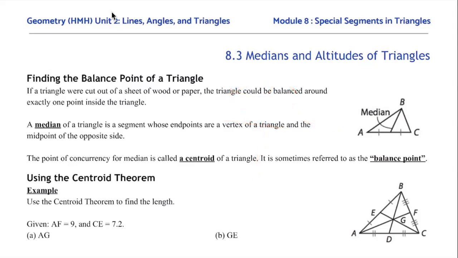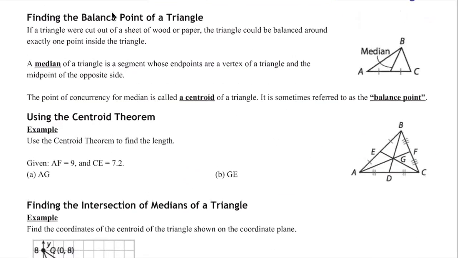And the way to do that is to learn to think about median. The median of the triangle is a segment whose endpoints are a vertex of the triangle and the midpoint of the opposite side. So that would be right there would be a median, right? So this point is a midpoint of the side AC, and the opposite vertex creates a segment, and that's called the median. And the point of concurrency for the medians is called the centroid, and sometimes referred to as the balance point. All right, guys? Okay. So now I forgot to actually type that in, the centroid theorem, and I'm going to write it out for you right now.